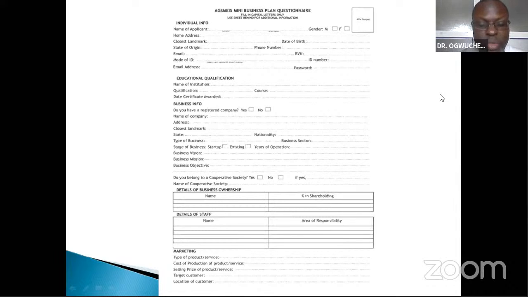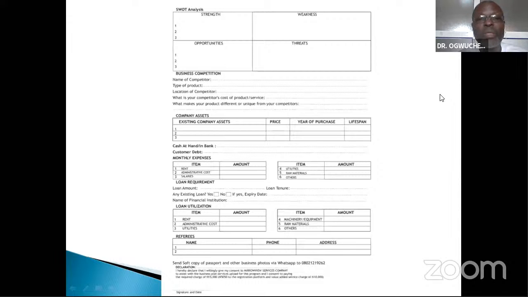Location of customer. Where are your customers located? They will, of course, be all over FCT. Okay, so that's how you determine that. Okay. All right. So on the second page, we are now on the second page.